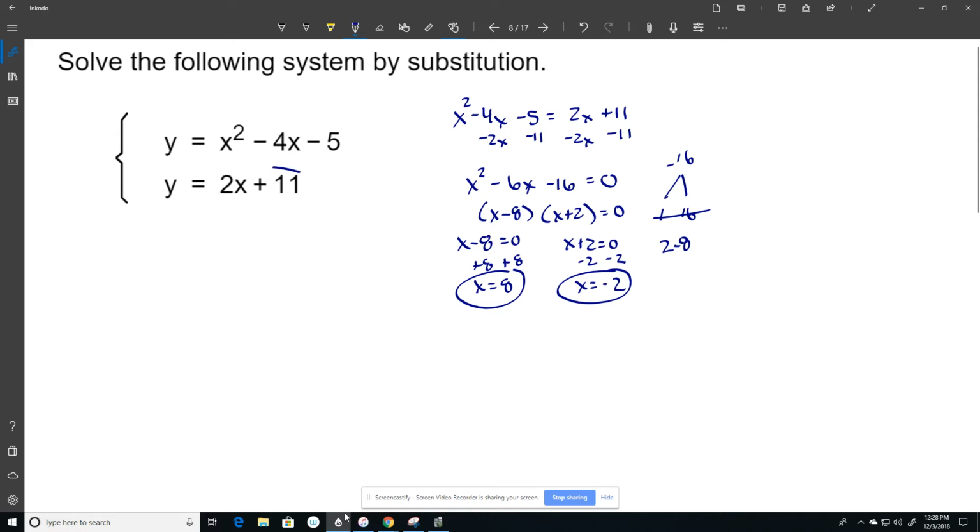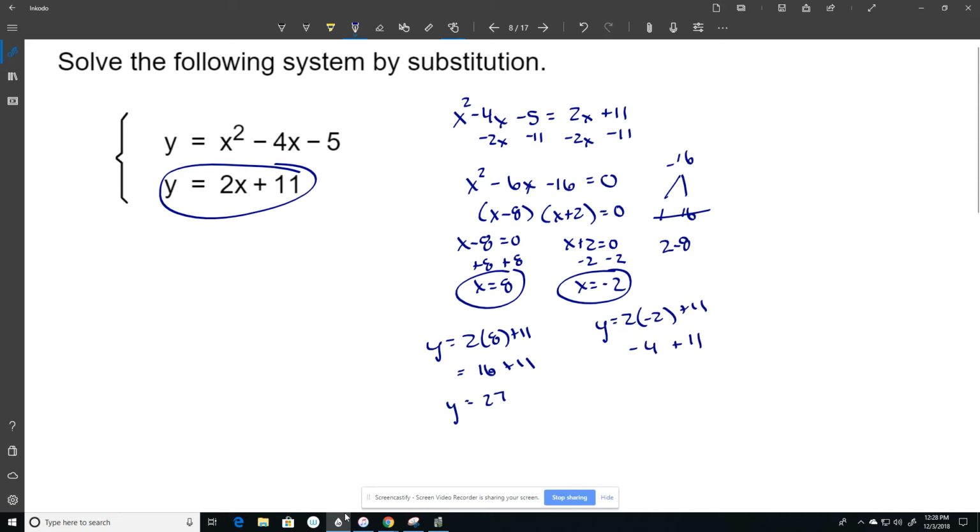I'm going to plug them into this equation to figure out my y. So y equals 2 times 8 plus 11, and y equals 2 times negative 2 plus 11. So 16 plus 11, y equals 27, and negative 4 plus 11, y equals positive 7, excuse me. So when x is 8, y is 27.